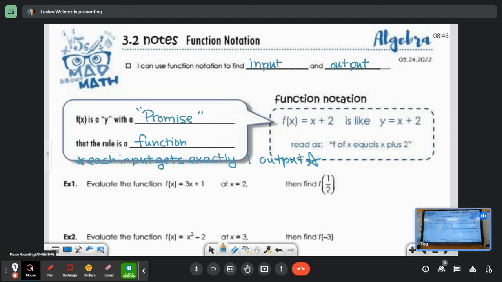Okay, so not all rules have that guarantee. We can graph things with x's and y's, like circles. Remember we had that circle yesterday? Was that a function? No, so we would have to use x's and y's to graph that, because if we tried to do it with f of x, we couldn't, because f of x makes a promise that it's a function. Cool? Okay.